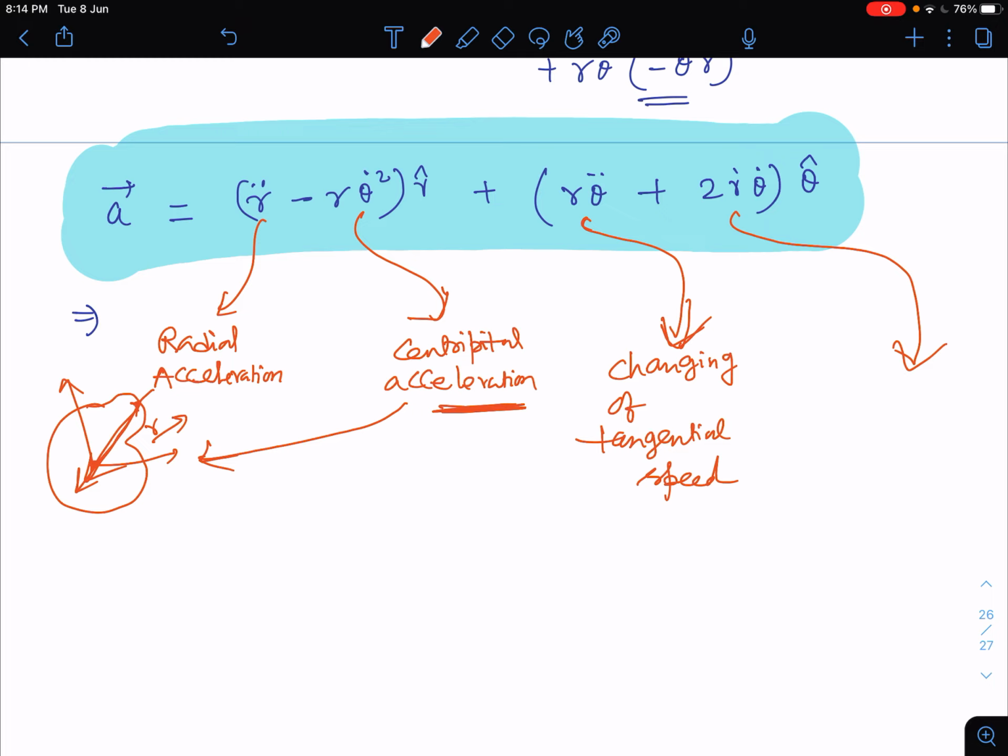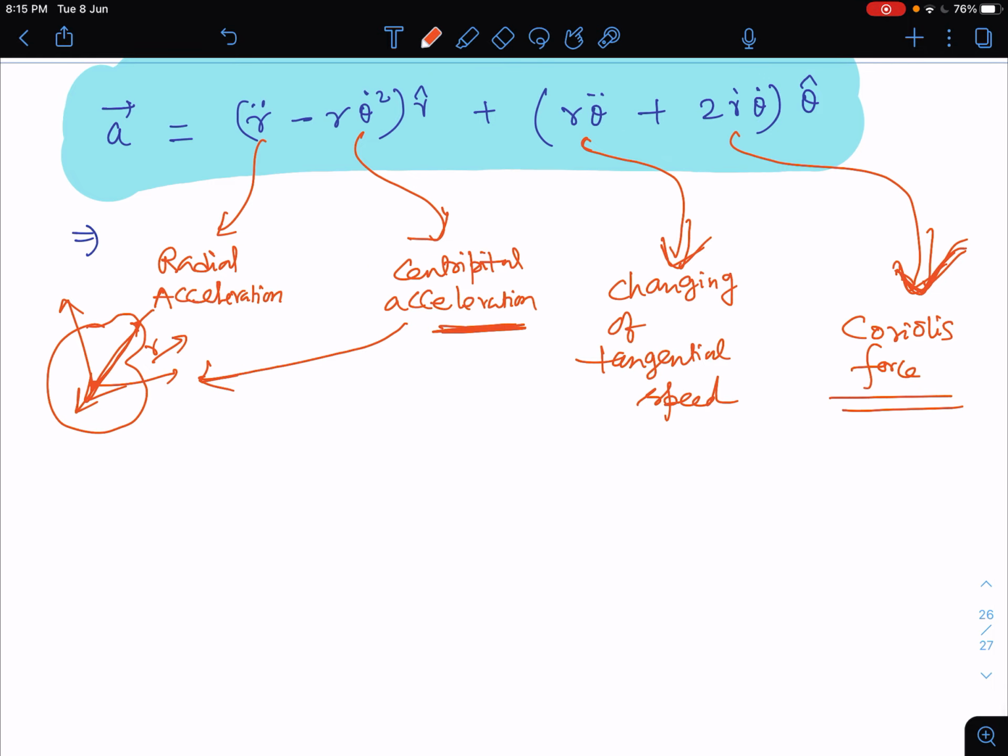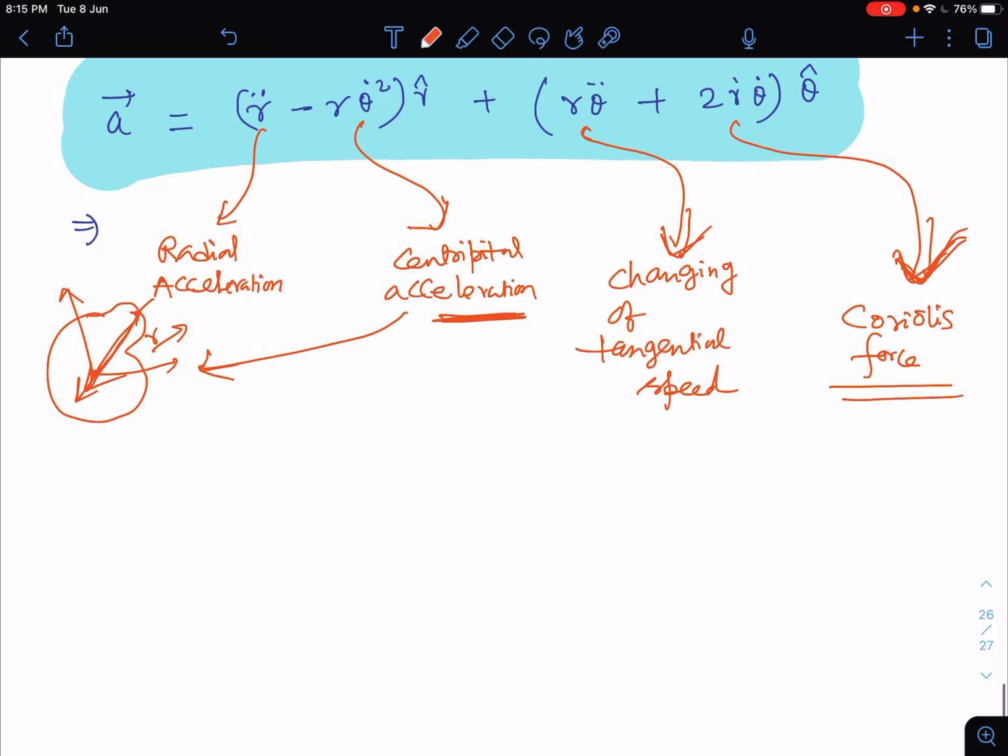We'll investigate the Coriolis force in detail in the upcoming chapters. But for now, let's just say this is the Coriolis force. This is a fictitious force that appears in a rotating coordinate system. So these are the physical contributions.